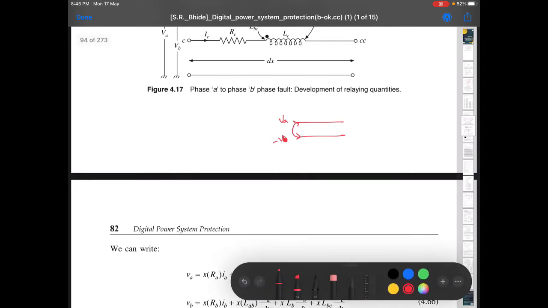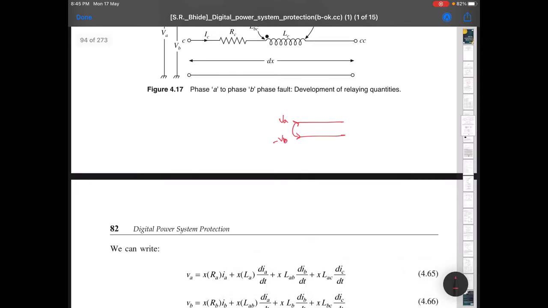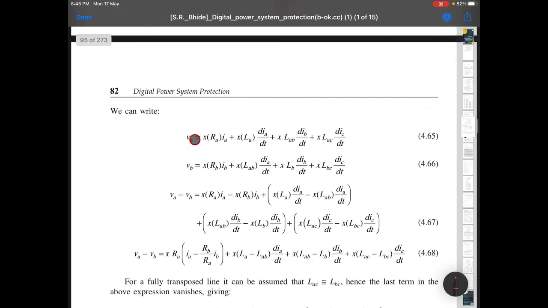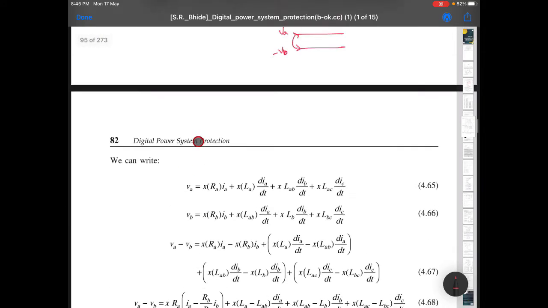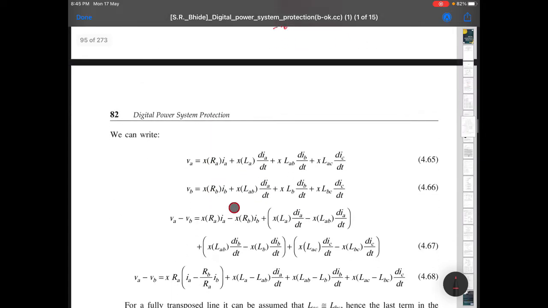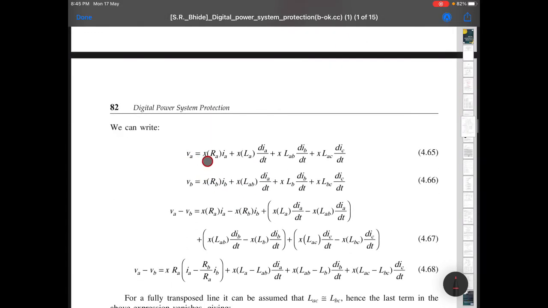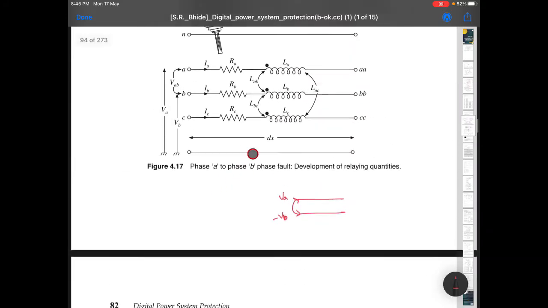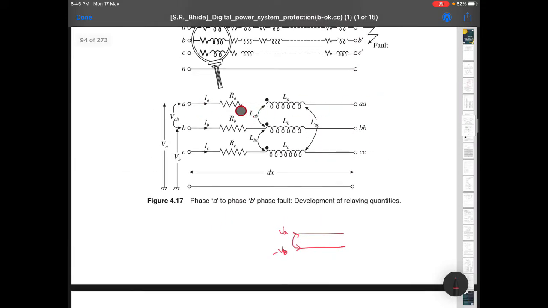So that we will see now. On this diagram, the voltage equation VA is x times RA into IA. This is the length x, because resistance is always per kilometer, so x may be any length in kilometers or a fraction of a kilometer.